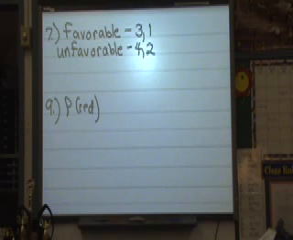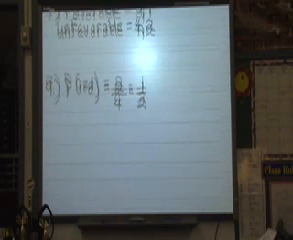So how many ways can you land on a red section? 2. Out of how many possible? 4. Reduce your fractions always. That simplifies to 1/2. And I do need to see your work. Don't just put 1/2 down. I want to see the original fraction.